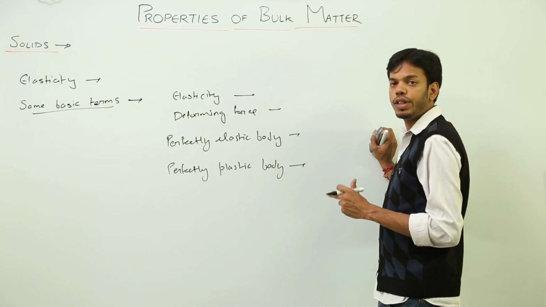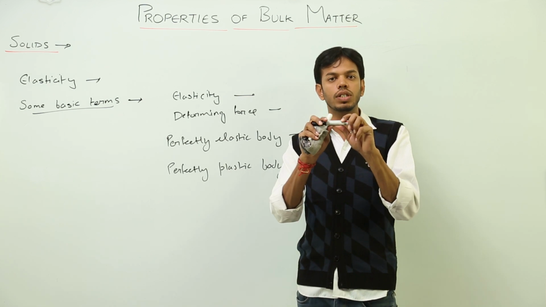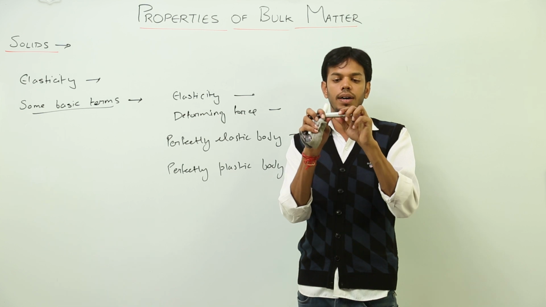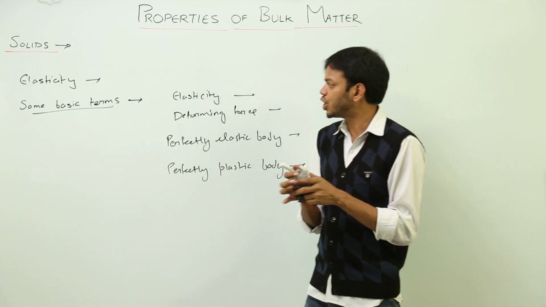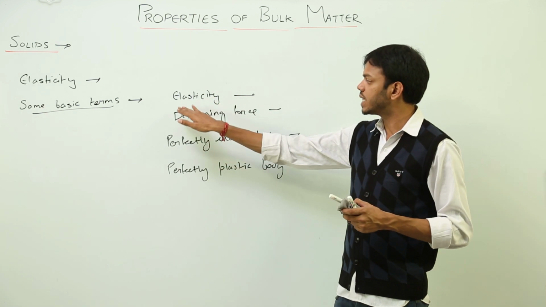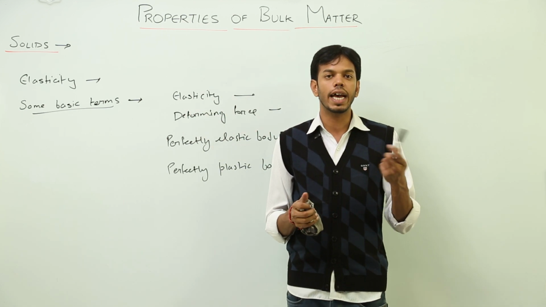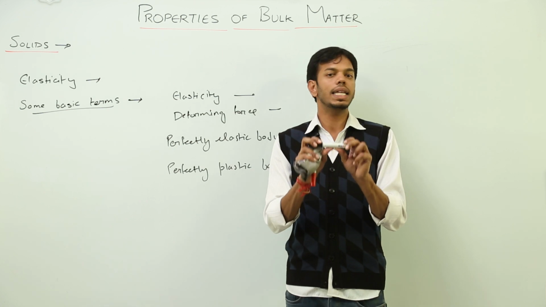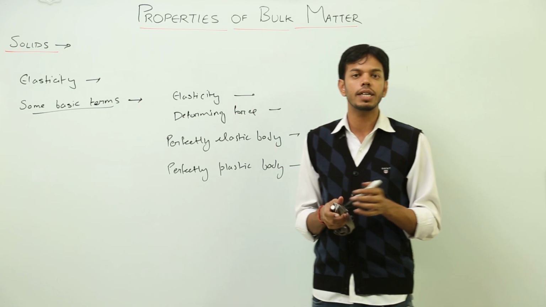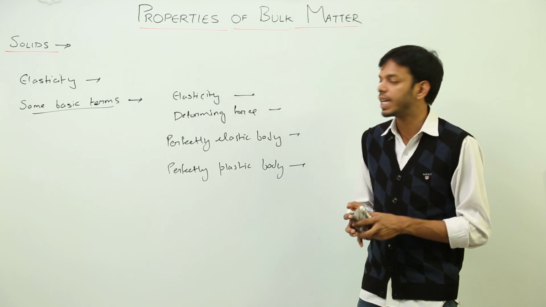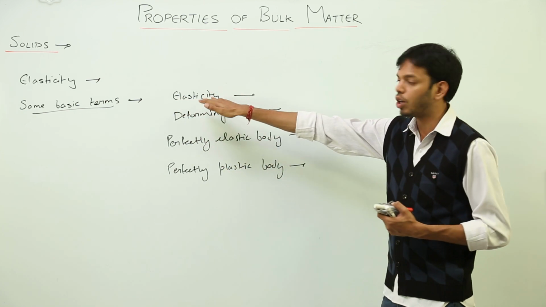Suppose I take this marker and try to twist it by a small angle, it won't regain its shape or size, right? That is, it doesn't have the property of elasticity. Now consider the small ruler or scale which you carry in your geometry box. If you bend that scale a little, for a very small angle, it will come back to its original shape and size. That means that particular plastic or substance has this property called elasticity.